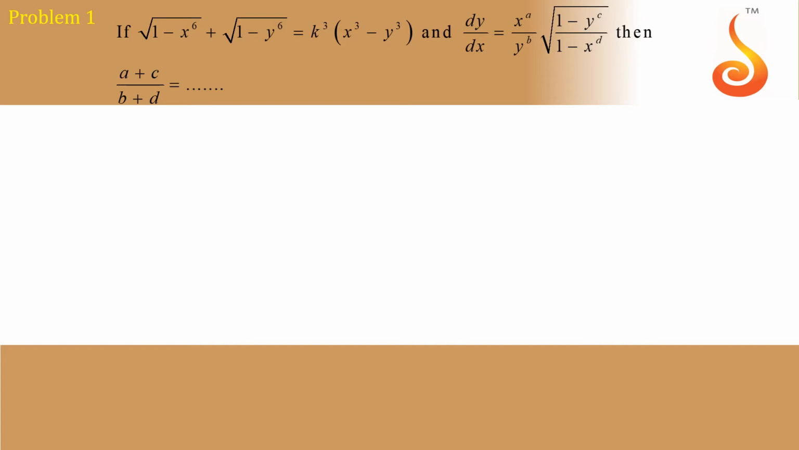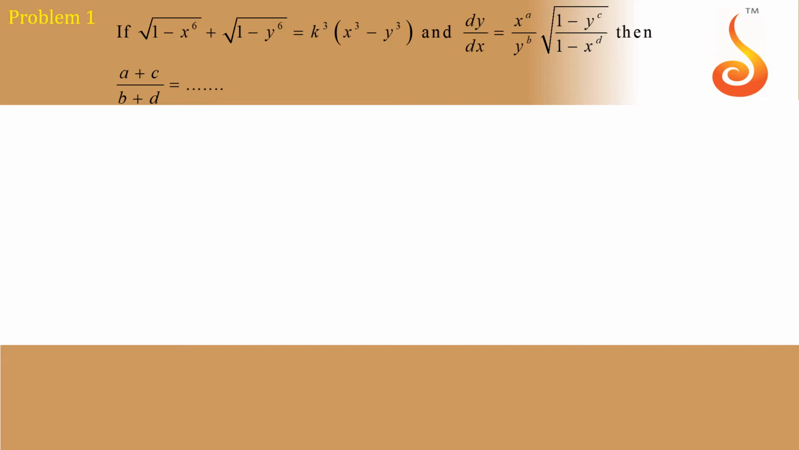If √(1 − x⁶) + √(1 − y⁶) = k³(x³ − y³), and dy/dx is given as x^a / y^b × √((1 − y^c) / (1 − x^d)), then (a + c)/(b + d) equals dash.